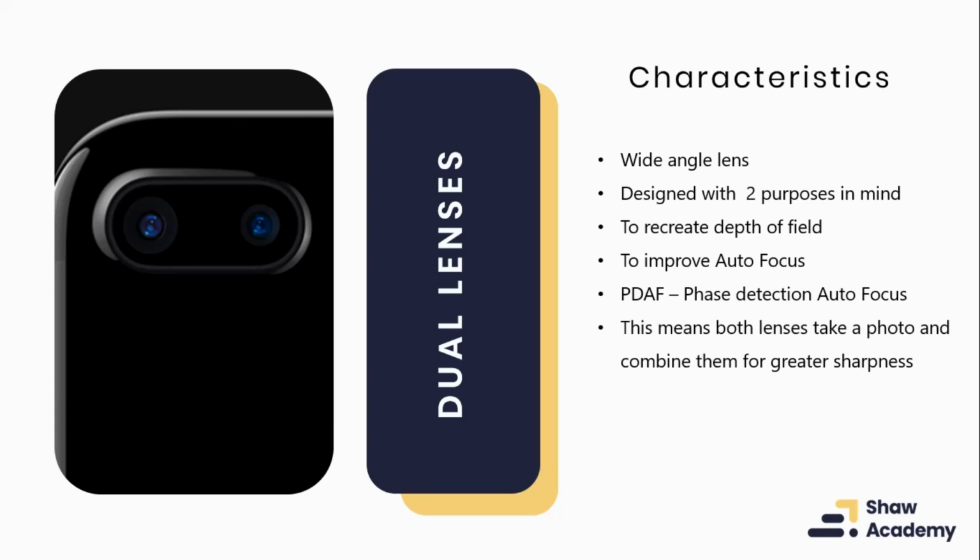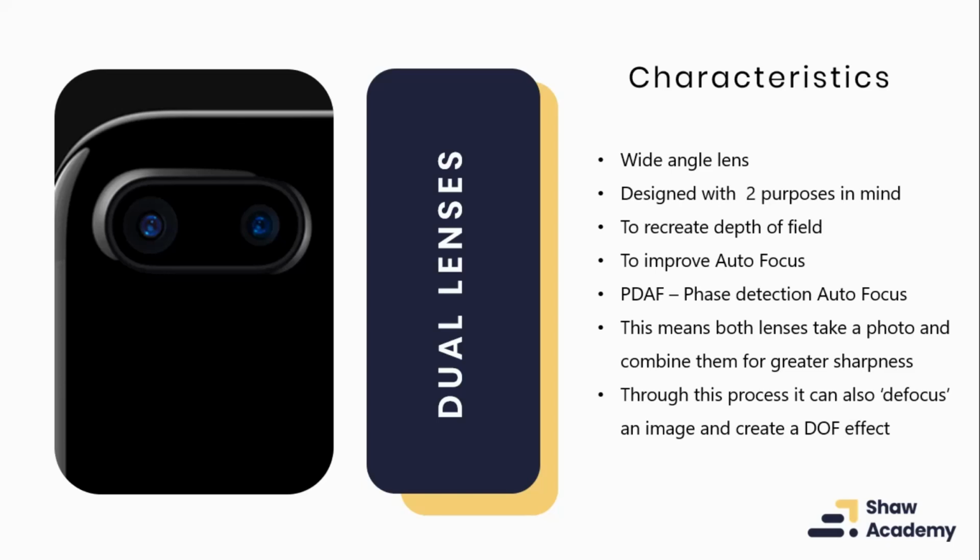So this means that both lenses will take a photograph. They're combined together for greater sharpness. It also, through this process, can defocus an image to create a depth of field effect. So one lens is going to capture your sharp image. The other lens is going to capture a slightly out of focus image. Combine them together to create a depth of field effect. So that is our dual lenses. We will come back to them when we have a look at depth of field in greater detail in lesson number 4.